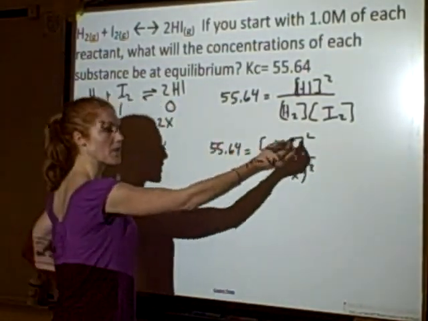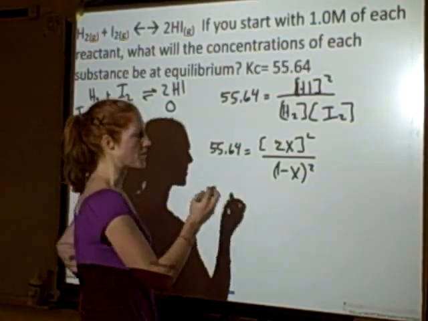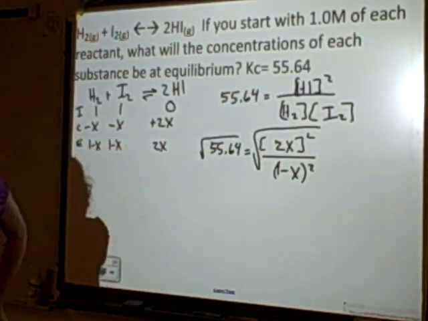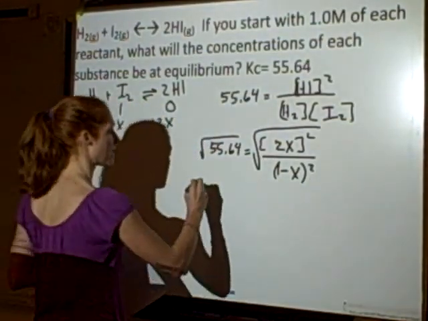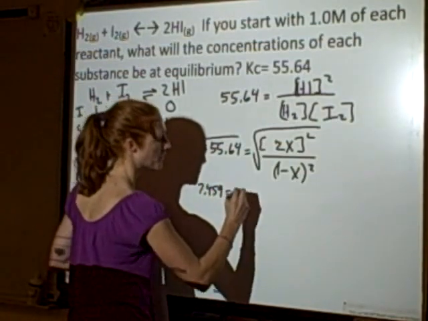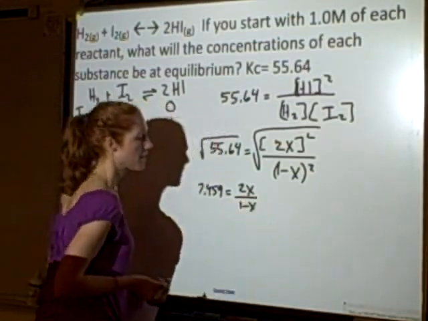And when you see something squared divided by something squared, in math we call that a perfect square, and the easiest way to solve it is to just square root both sides. So from that, I'm going to get that 7.459 is equal to 2X over 1 minus X. And then we'll do a little algebra.